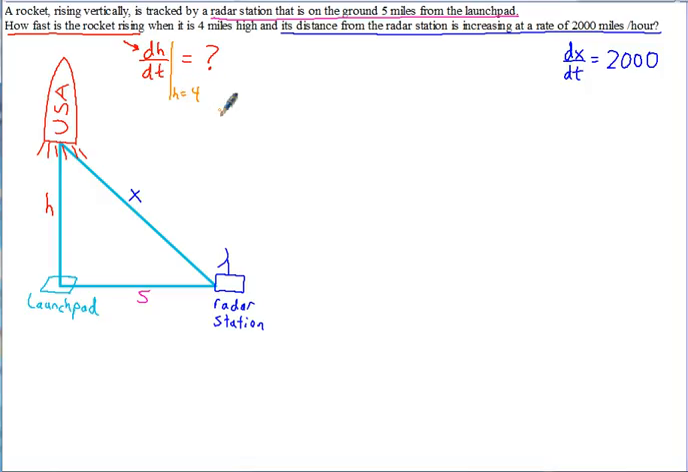But it's important not to put 4 right here in our diagram, because then it would represent that the rocket's always 4 miles high, which is not the case. It's changing. What we'll use that for is after we take the derivative, not before.